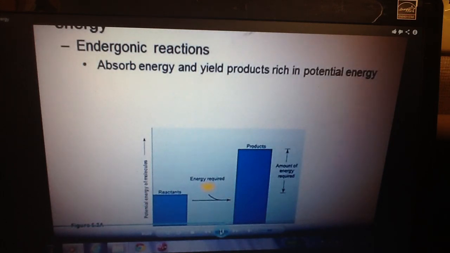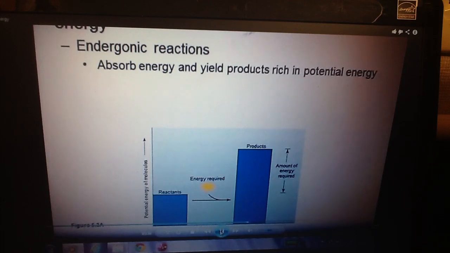Whether they are releasing energy or giving off energy, or whether or not they're using energy to happen. If you were to look at a chemical reaction and it is using energy, then you would see something that is called an endergonic reaction. Endergonic reactions are where you start with reactants that are going to require energy to come into them in order to make the products. The difference between the reactants and the products is the amount of energy required for this reaction to happen.